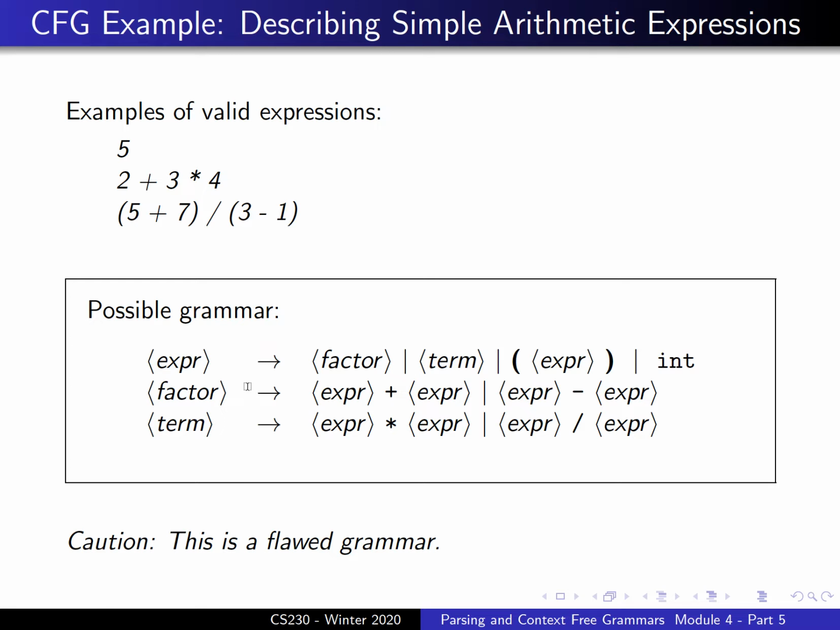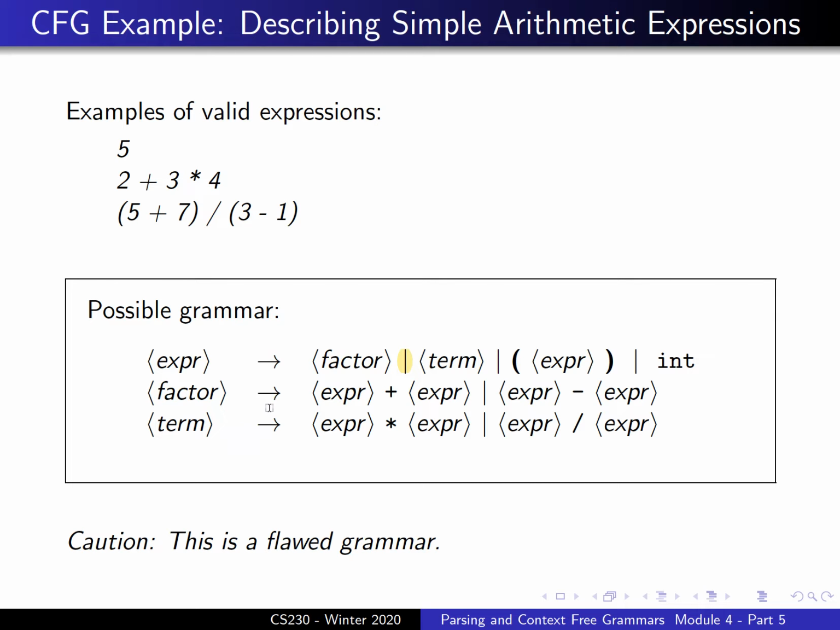Then we have several options. So this is a production rule that expression can be expanded to be either a factor or a term or a bracketed expression or an integer. So this is just slightly different notation where we use this or bar as an option instead of multiple lines with expression being the left-hand side of the production rule. It's just a little more compact this way.